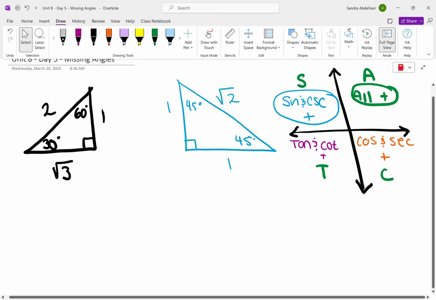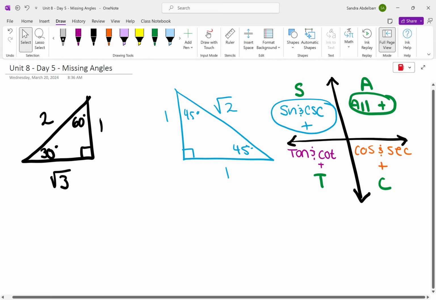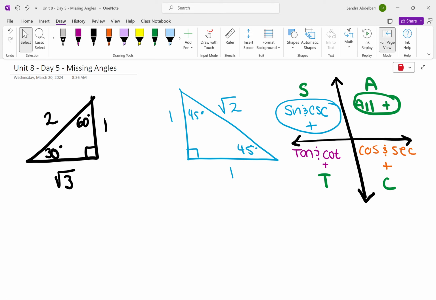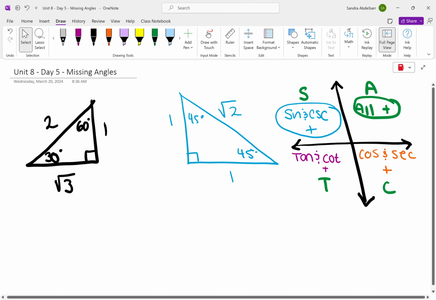So now, I'll let you copy this down, and then I'll show you where we're going with this. This was just sort of a quick recap of everything we're going to need for today. Nobody's copying still? Okay.